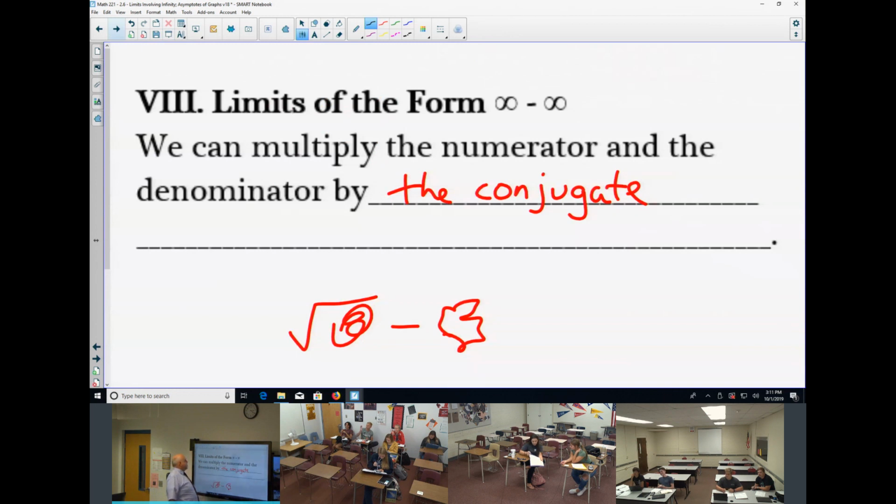All right. So infinity times 0, that gives us problems. And then here's another one that gives us problems, if we end up with infinity minus infinity. If you end up with infinity minus infinity, then you try to multiply the numerator and the denominator by the conjugate, if you can. That's just another trick. So the conjugate.